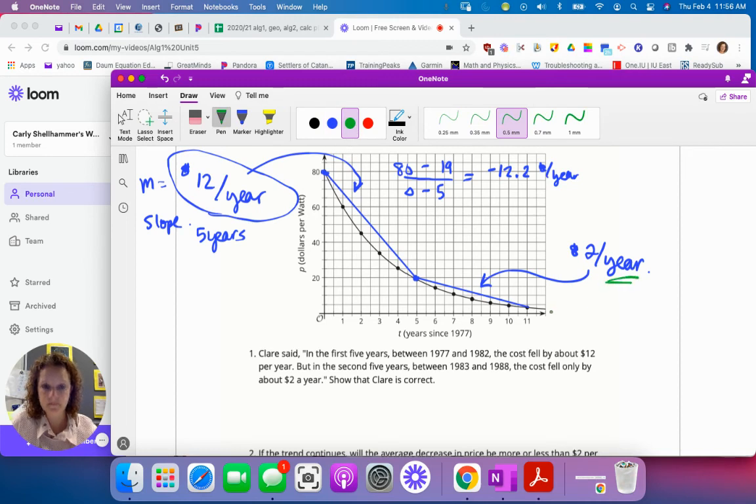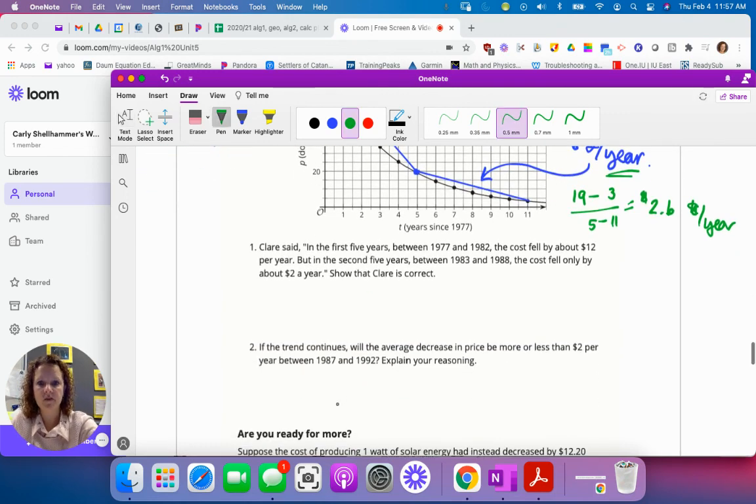Let's go to green for this one. I'm going to go, I used 19 for that one. So 19 minus, let's see, 10, 20, 5, I don't know, 3 over 5 minus 11. 19 minus 3, I get 2.6. So my calculations are a little off, but that's okay. Claire is correct. If the trend continues, will the average decrease in price be more or less than $2 per year? It's going to be smaller, so less than $2 per year, because we're decaying, so our slope is going to continue to get smaller and smaller.